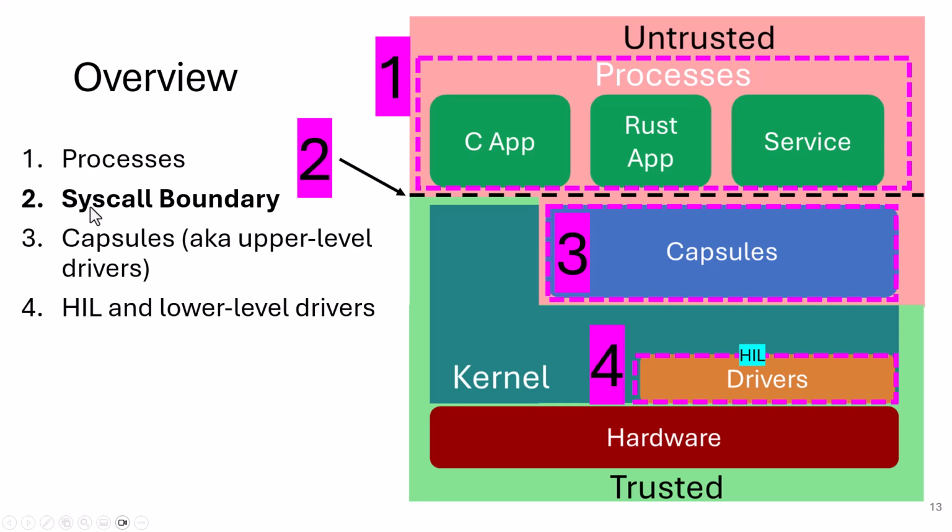Now we'll look at the syscall boundary, and that's the boundary right here that separates the user processes from the kernel and capsules. The user processes have to cross over this boundary to be able to access I/O such as serial ports, and if there's any, let's say, speakers or other types of hardware functionality on the embedded board.